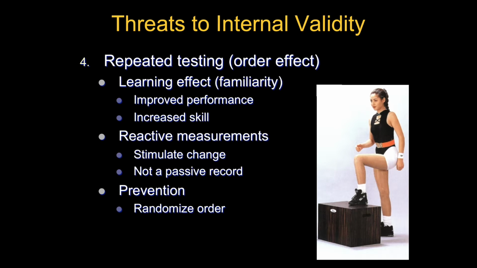Another threat to internal validity is repeated testing or the order effect. So this basically suggests that when somebody comes in and, for example, if they're doing a step test, each time they come in, they're going to get better and better at that particular step test because there's a learning effect. They get familiar with it. So they get improved performance. They acquire skills. So if you have several tests, you want to make sure that you're randomizing those tests, that all the subjects aren't coming in and starting with test A, for example, over test B, that some people start with test B and then go to test A. So you're randomizing the order of the tests. That's really important as well.